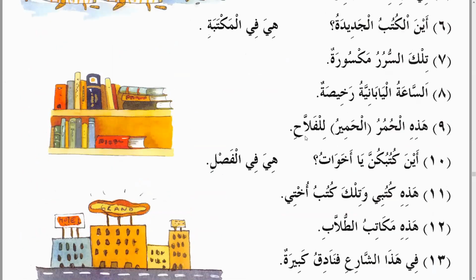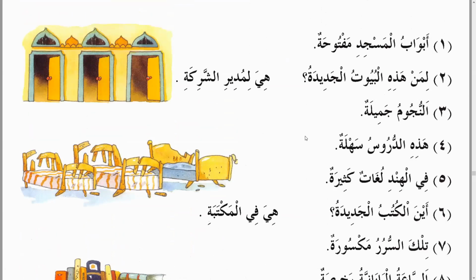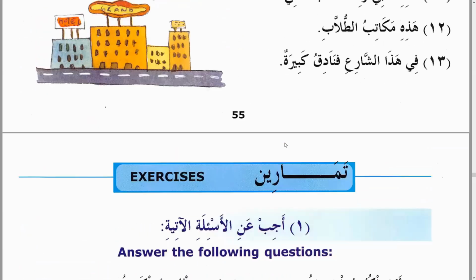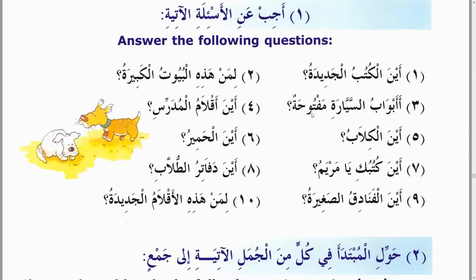Right? So where are the doors of the car? This is just general questions, I guess. Naam. Hiya maftuhatun. We can say yes, they are open. Aina aqlamul mudarrisi. Where are the pens of the teacher? Hiya alal maktabi. We won't say huwa, hum or hunna for this, right? We have to use a singular feminine. Hiya alal maktabi. They are on the table.